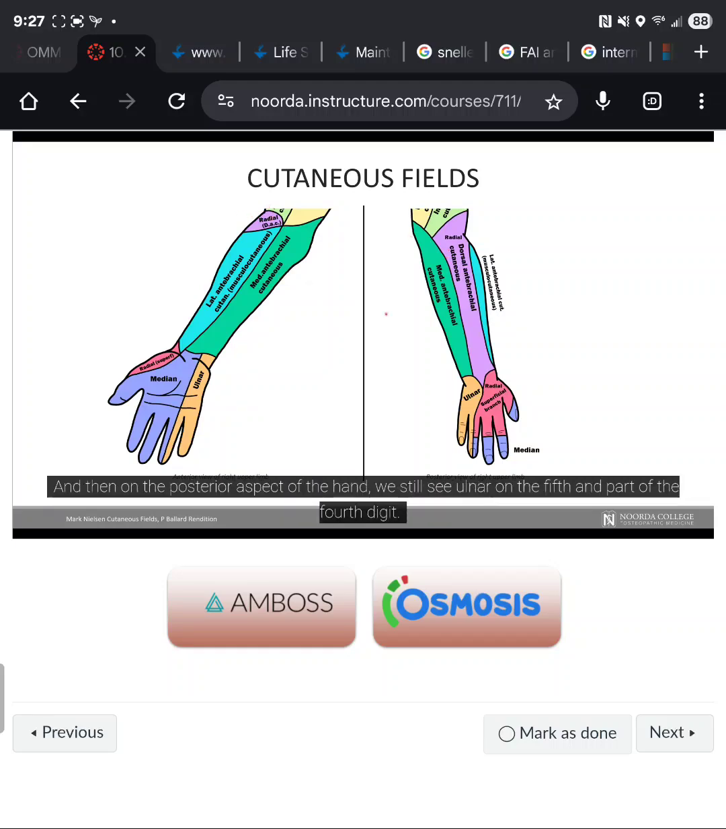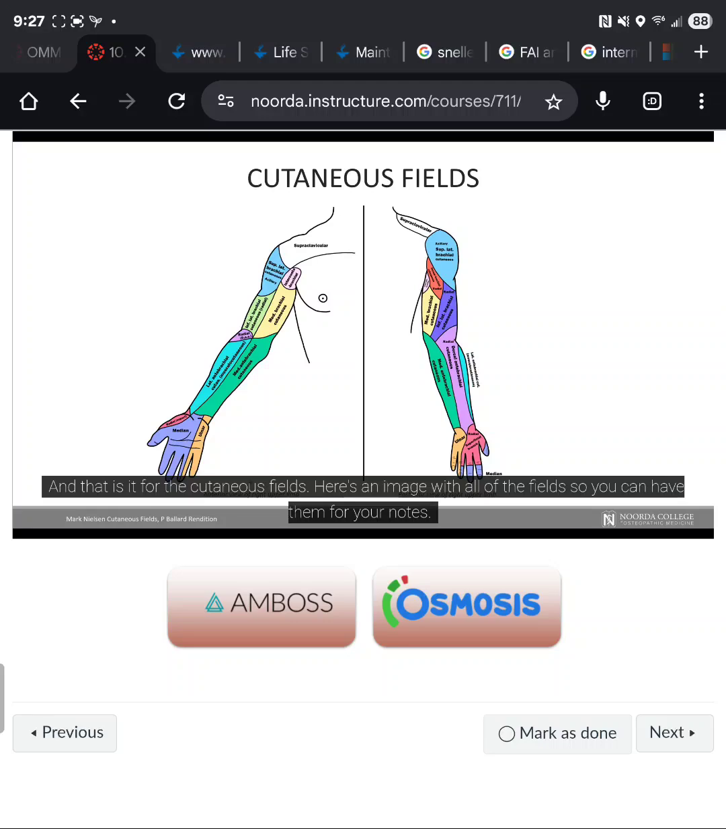That was the one that we were seeing kind of peeking through over here. And then on the posterior aspect of the hand, we still see ulnar on the 5th and part of the 4th digit, but then we're seeing this superficial branch of the radial nerve doing a good amount of the thumb through about half of the 4th digit, but then the median nerve is kind of getting the most distal portions of those digits still in the purple. And that is it for the cutaneous fields. Here's an image with all of the fields so you can have them for your notes.